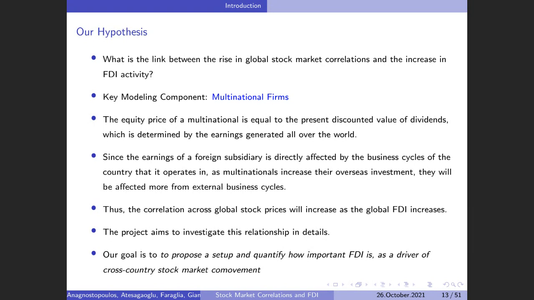So for that reason, we believe that the global stock market correlations increase for two reasons. First, FDI operations increase all over the world between countries. This mechanically, for the mechanism that I explained, increases the stock market correlations. And second, since multinational firms use technology capital more, this technology capital with the spillover effects magnifies the increase in the stock market correlations in the world. So that's the mechanism that we have in mind.